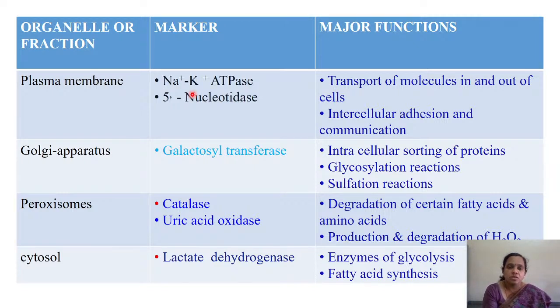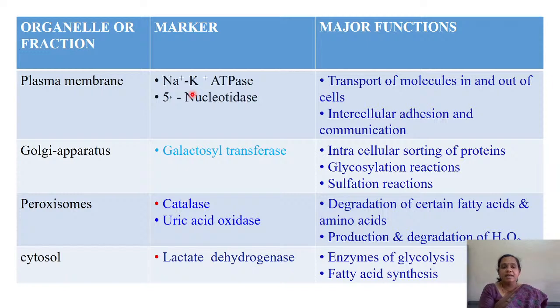Next is peroxisomes. The peroxisomes are where the oxidation processes take place. Any bacteria that enters gets engulfed by the peroxisomes and is completely catabolized. So catalase, an enzyme, and uric acid oxidase, these two are the markers for peroxisomes.